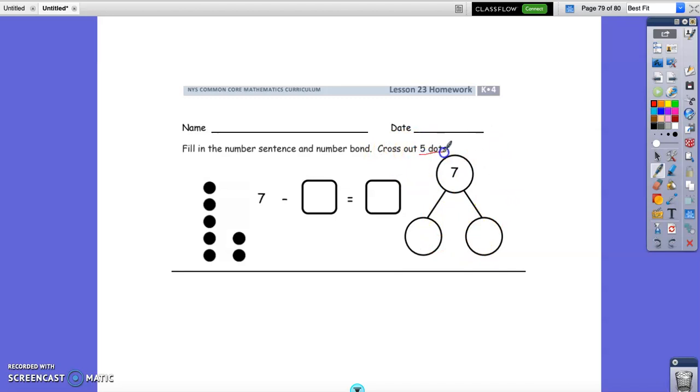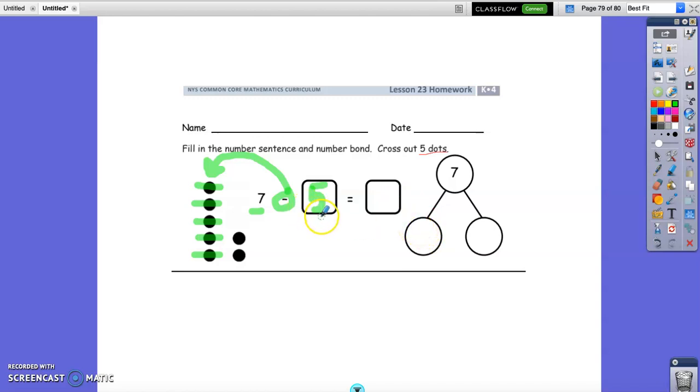Cross out 5 dots. So what it wants us to do is mark out 5 dots. So 1, 2, 3, 4, 5. I just marked out 5. But how many did we have all together? Well, this was 5, 6, 7. So we had 7 altogether. Gus took away how many? How many did we have to mark out? Gus took away 5 of them. 7 minus 5 equals blank.